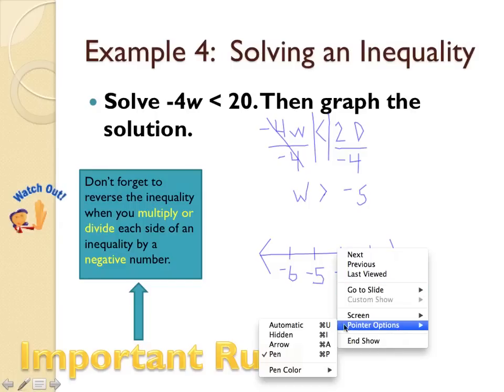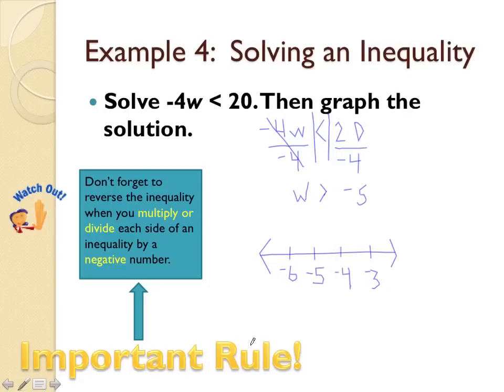I'm going to change my pen color so it's easy to really see. Okay, since my symbol is greater than or less than, doesn't have the or equal to, I know my circle is going to be open. So I'm just going to have my circle wide and open. And I'm looking at the direction of the arrow. It's pointing to the right. W is greater than -5. Well, all the numbers greater than -5 are to the right. Okay, so I would go through and just really strongly highlight this part of my number line.